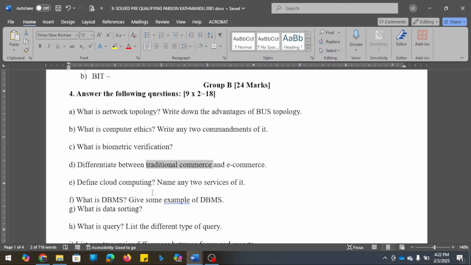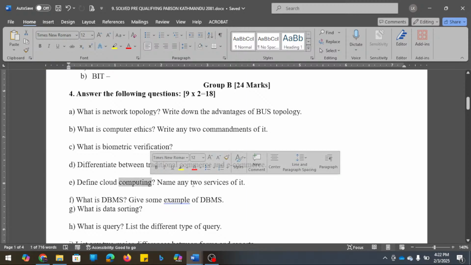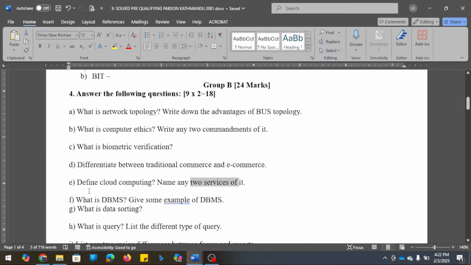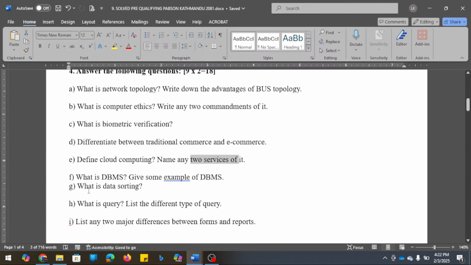Next is define cloud computing. Name any two services of it. Cloud simply says that we are getting services on the internet, and that is called cloud computing. If we are getting computing services on the internet, like infrastructure, platform and applications, then that is cloud computing. Two services can be infrastructure, which is called IaaS, and platform as a service, which can also be achieved using this.